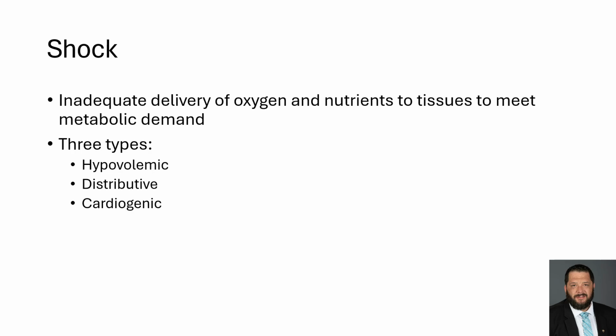So we're not going to spend a lot of time with this lecture focusing on those pieces, although we will mention them briefly. First, let's take a look at shock. So shock is the inadequate delivery of oxygen and nutrients to tissues to meet metabolic demand, right? Hypoperfusion, inadequate distribution of material. There are three types of shock predominantly.